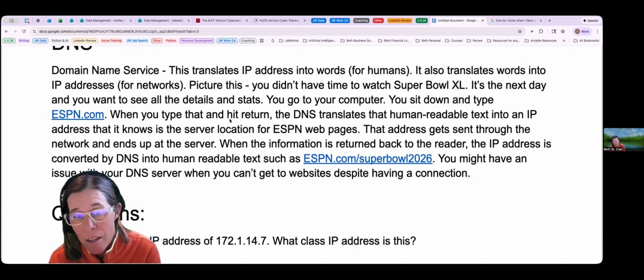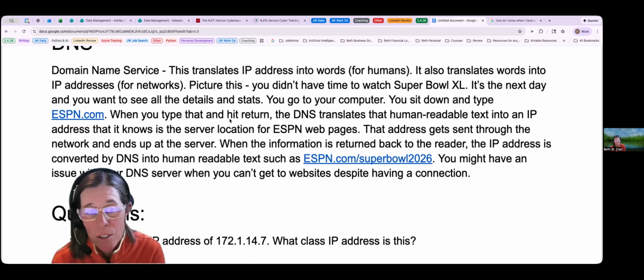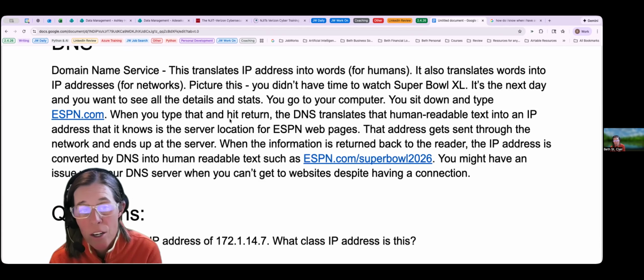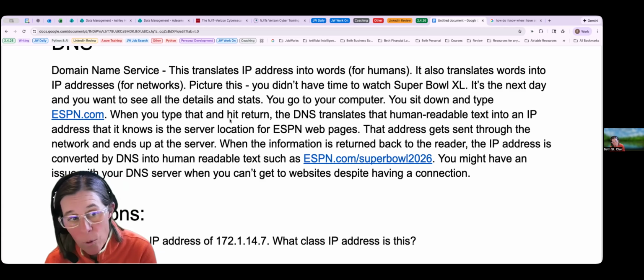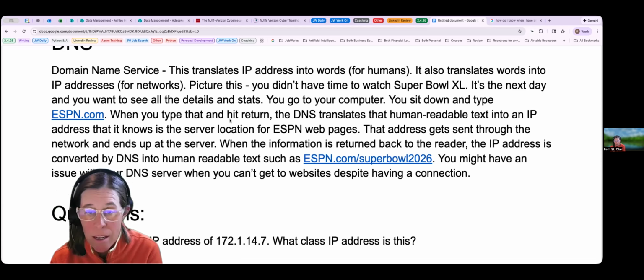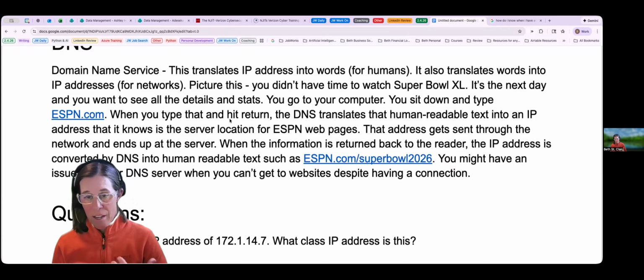And when you type that and hit return, your DNS service is translating that from human readable text into an IP address. And it knows that that IP address is the server location for ESPN web pages. It knows it because it's just set up internally. All right, so that address gets sent through the network and it ends up at the ESPN server. And once it gets there, that information is gathered and then it's returned back to the reader.